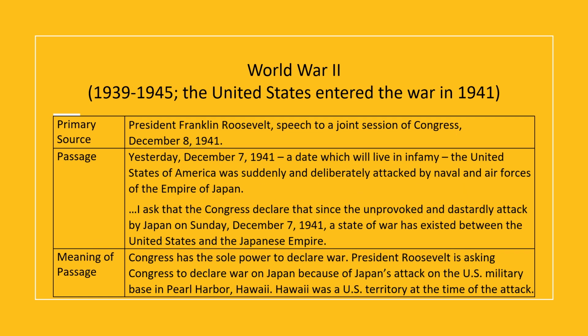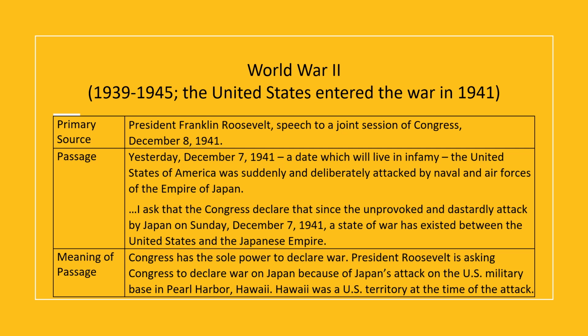Now we look at World War II. World War II began in 1939, ending in 1945, although the United States entered this war in 1941. So why did the United States enter this war? It is because on December 7th, 1941, the Japanese army attacked Pearl Harbor. Pearl Harbor is in Hawaii, but at the time, Hawaii was a U.S. territory and not a state.